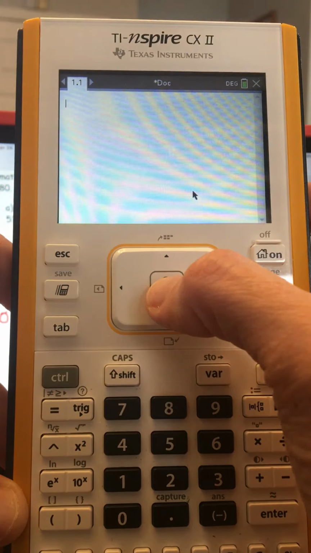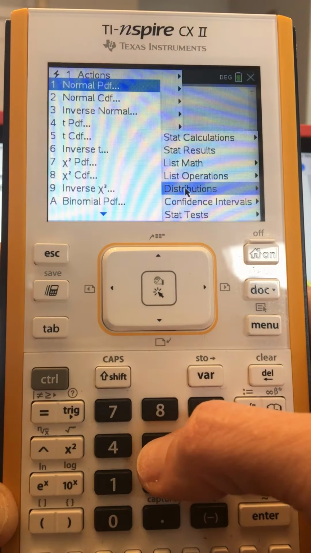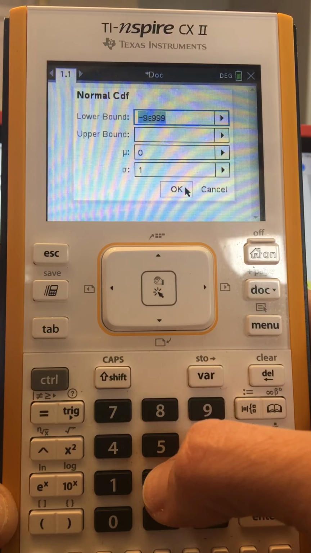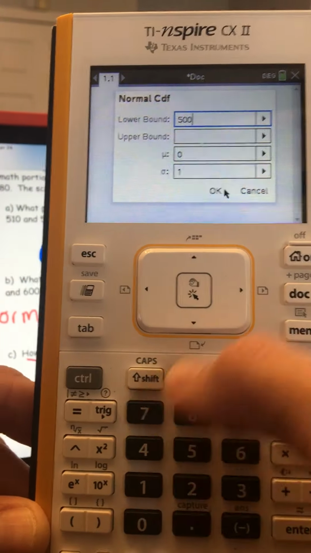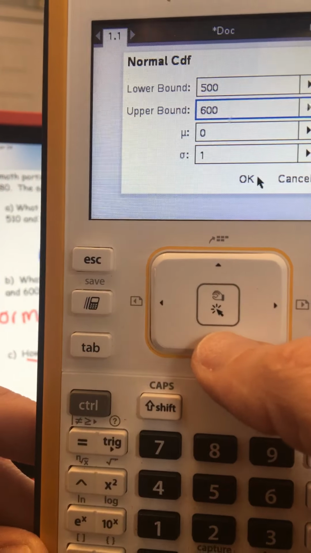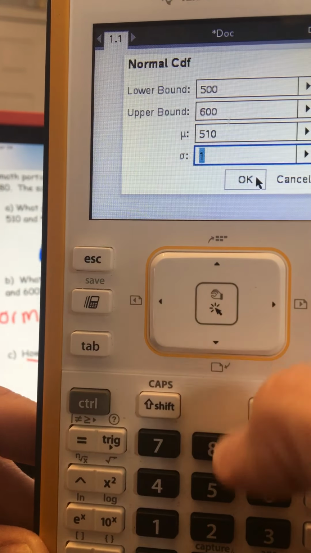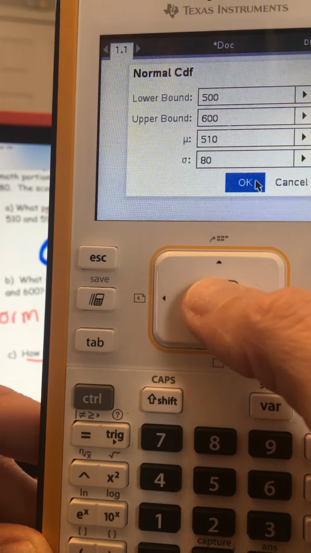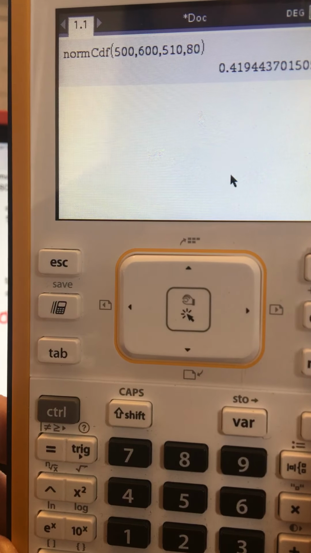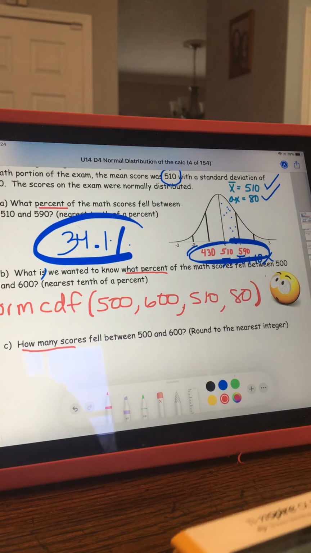Okay, so we got menu, 6, 5, 2. Our lowest now is 500. Our upper is 600. Mu, which is our mean, 510, and our standard deviation was 80. Okay, there it is, 0.419, blah, blah, blah. All right, okay. Good times here.